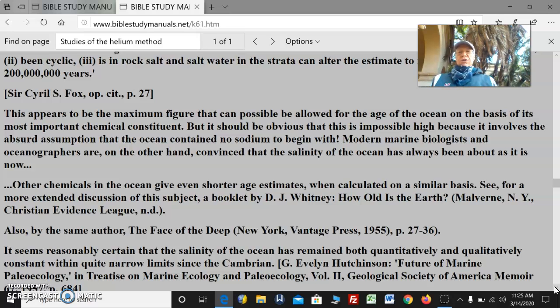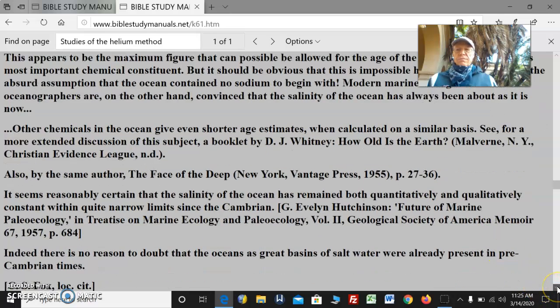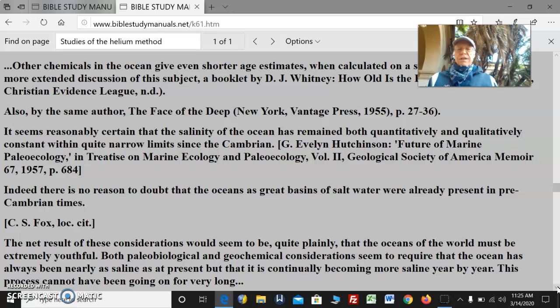Other chemicals in the ocean give even shorter age estimates when calculated on a similar basis. See for a more extended discussion of this subject the booklet by D.J. Whitney, How Old is the Earth? Also by the same author, The Face of the Deep.